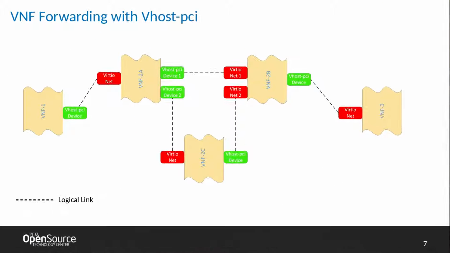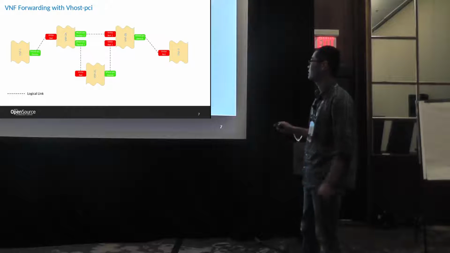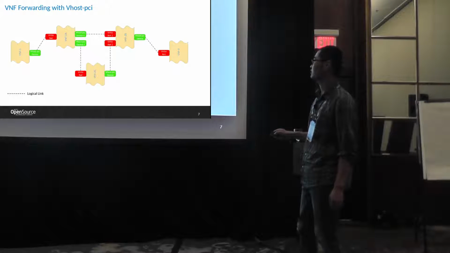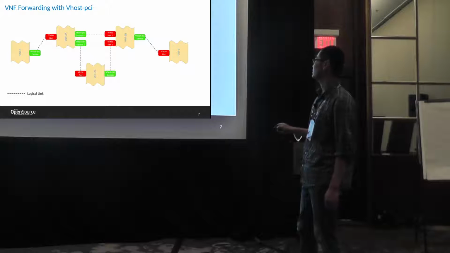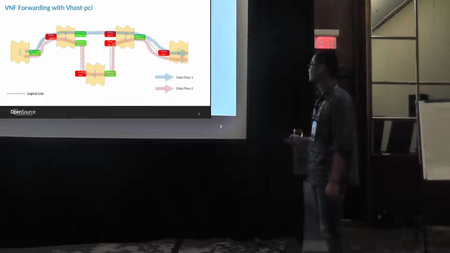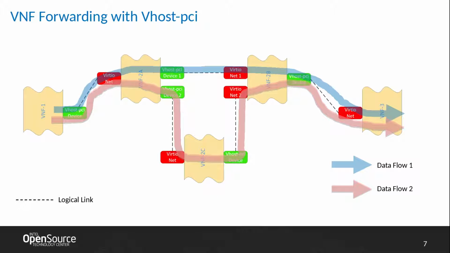Here I show you how we can use vhost PCI to set up these two data flows. VNF1 is equipped with a vhost PCI device, and it communicates directly to the virtio-net device of VNF2A, so the packets go like this. And VNF2A has two vhost PCI devices, so the packets can be directly forwarded to either this virtio-net or this virtio-net. And then finally, the packets are forwarded to VNF3. So here we have the two data flows set up.